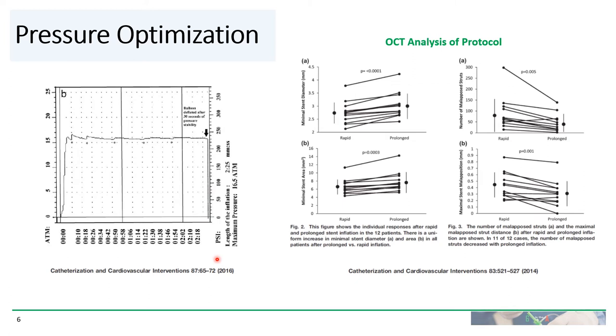So back in 2014, the authors used OCT to look at how use of this protocol affected stent expansion, as well as affected stent malposition and the number of malapposed struts. And in all instances, the use of this pressure optimization protocol resulted in better stent expansion and lesser degree of stent or strut malposition compared to the standard rapid inflation-deflation protocol.